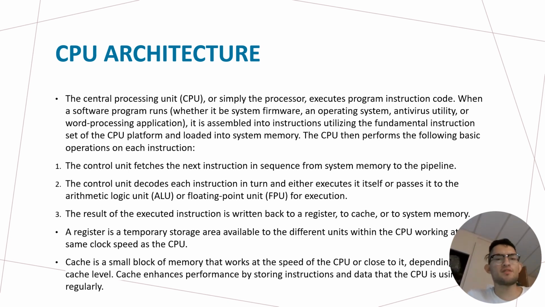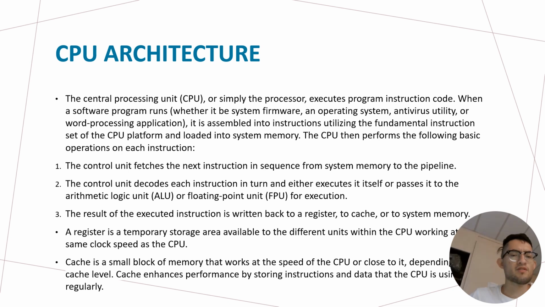A control unit fetches the next instruction in sequence from system memory into the pipeline. The control unit decodes each instruction in turn and either executes it itself or passes it to the arithmetic logic unit, or ALU, or a floating point unit, FPU, for execution. The result of the executed instruction is written back to a register or to cache or system memory.